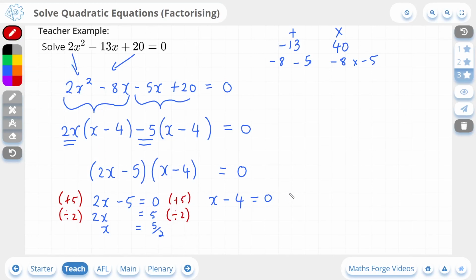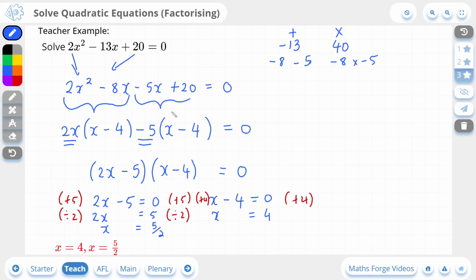For the x minus 4 now, I'm going to add 4 to both sides. And this is going to give us x is equal to 4. So these are our two answers. x is equal to 5 over 2 and x is equal to 4. And if we check our answer, there it is.